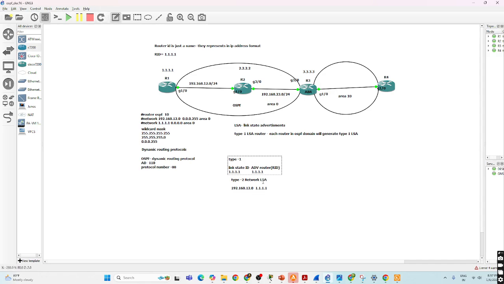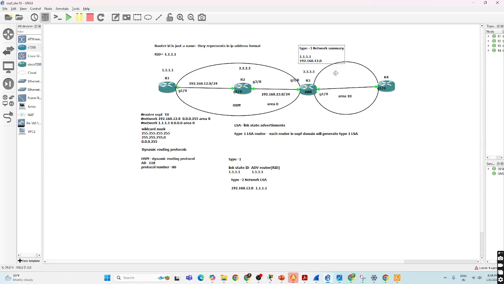Whatever the information is there, all type 1 and type 2 will be converted into a type 3. It's called a network summary LSA, and they will put the same thing, the 1.1.1.1 network and the 192.168.12.0 network. So whatever the type 1, type 2 LSAs in area 0, those will convert into type 3 LSAs.